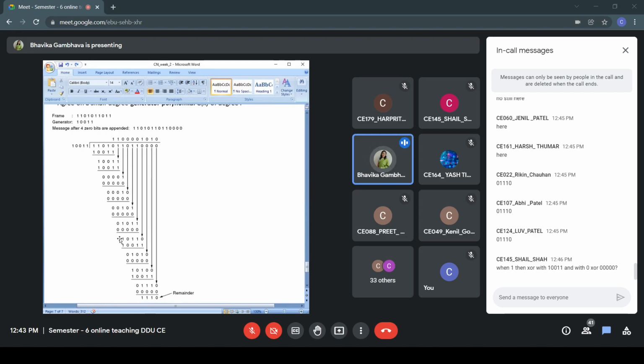Yes. The highest bit, if it is 1, then you are going to XOR with, in this scenario, 10011. If this generator polynomial was, let us say, 101, then in that case it would be 101. And if it is 0, then with 0. Yes, Shell, that is correct.